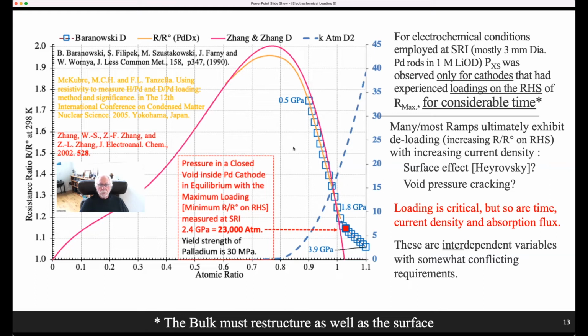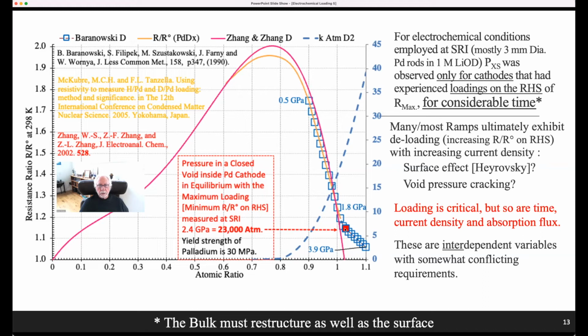The blue boxes are data obtained by Baranowski at extraordinarily high gas pressures. D2 gas was introduced at high pressure, and the loading was determined by the amount of hydrogen lost from the gas phase, or deuterium lost from the gas phase. As you can see, these pressures are extreme, gigapascals.